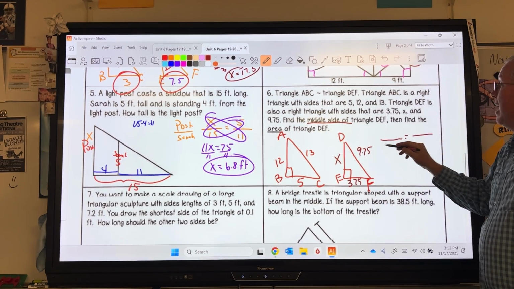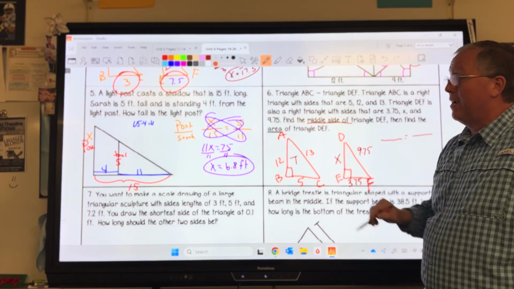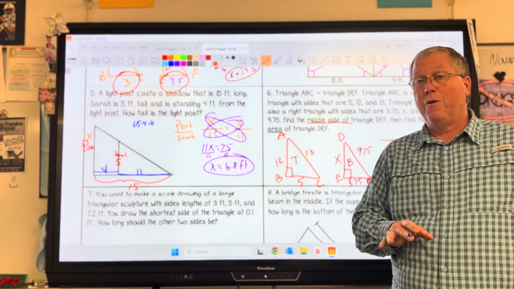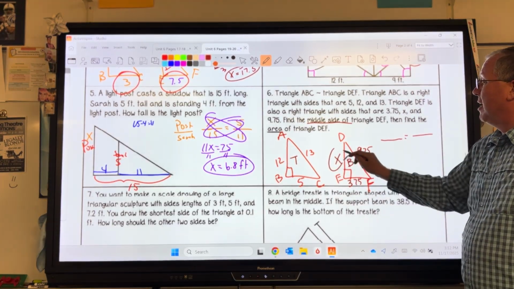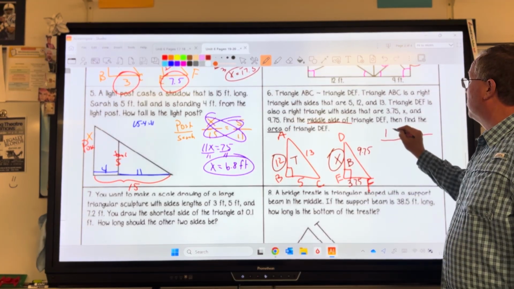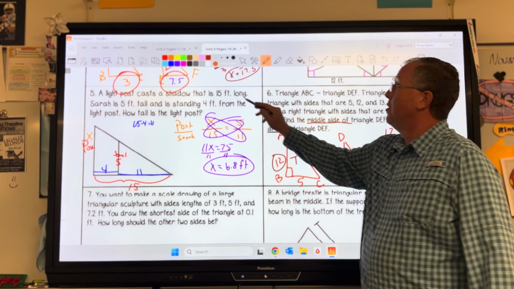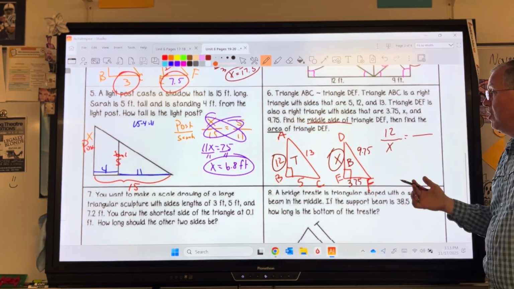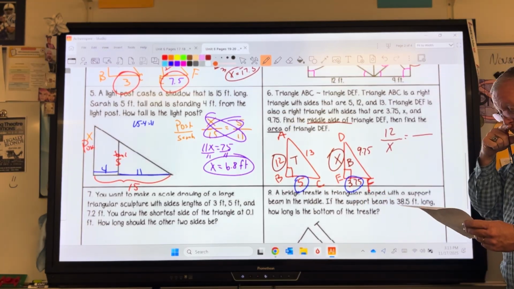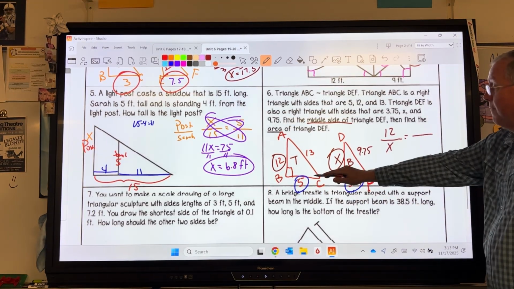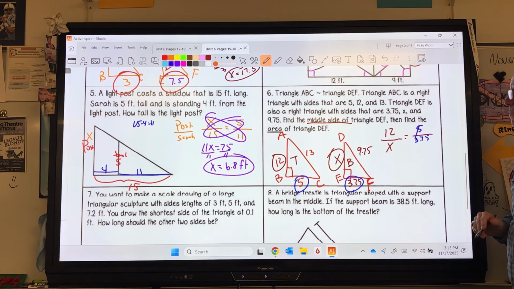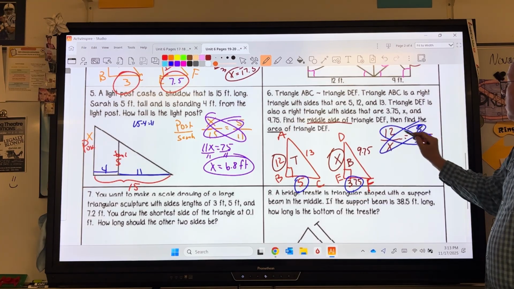So we're going to set up. Anything that comes from ABC is going to go on top. Anything from DEF I'm going to put on bottom. Remember, you can always change that if you want to, it's totally up to you. I need to make sure I get this side, so I'm going to take care of that one first. That one pairs up with the 12, so 12 goes with x. Those are those two sides. I get to pick another two. I'm going to pick the two smaller ones again, the 5 and the 3.75. The 5 goes with the 12, it goes up here. 3.75 goes down here. We cross multiply.